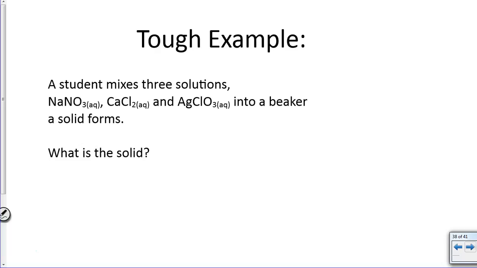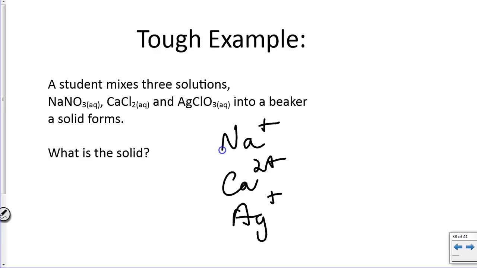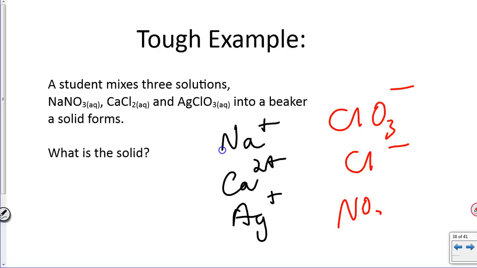Let's list everybody we've got. We've got Na positive. We've got Ca 2 positive. We've got Ag positive. On the anion side, I've got a ClO3 negative. I've got a Cl negative. I've got an NO3 negative. At this point, guys, I've helped you with a little organization for how you can start to sort out the question. If you want, pause the video, go to the table, see if you can figure out which one of these combinations would make a solid.